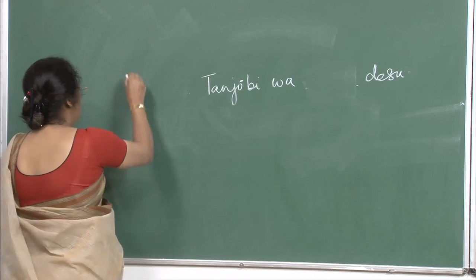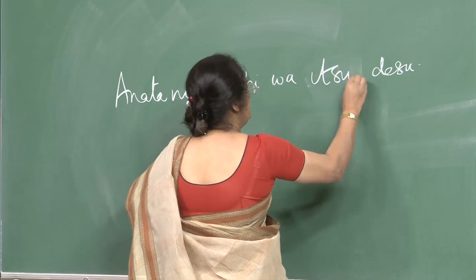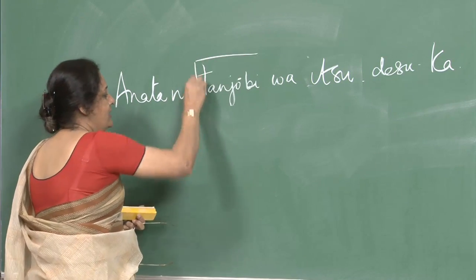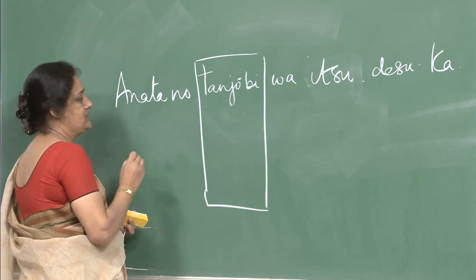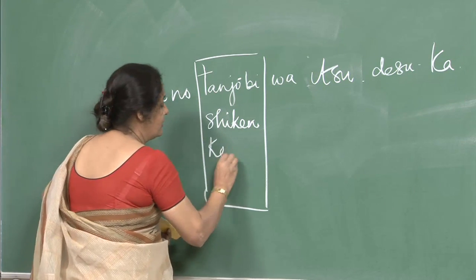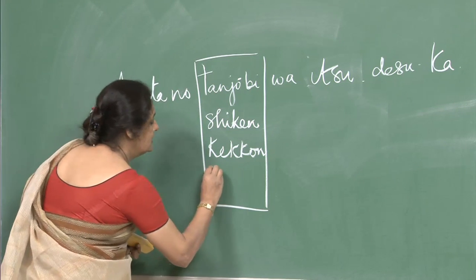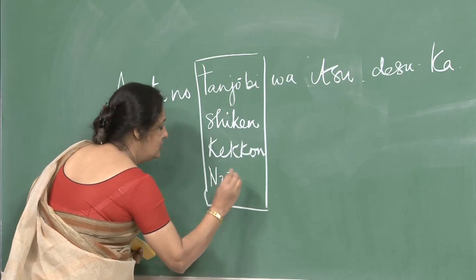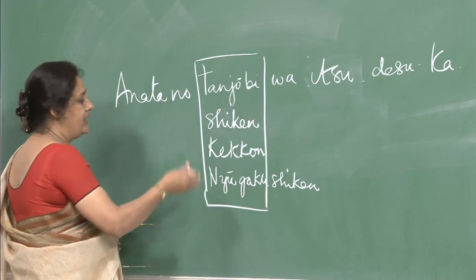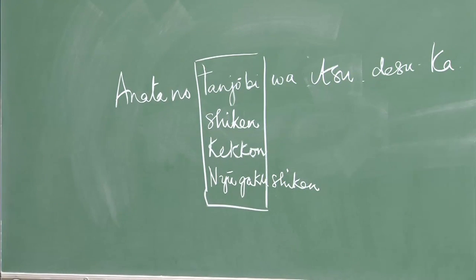Now, over here, anata no tanjobi wa itsu desu ka? Question. That's what we were practicing. Well, over here, instead of tanjobi, you can replace it with shiken, which is test, kekkon, which is marriage, and nyugaku shiken, which is entrance exam, or anything, party. Anata no party wa itsu desu ka? Any of these you can replace it with over here.